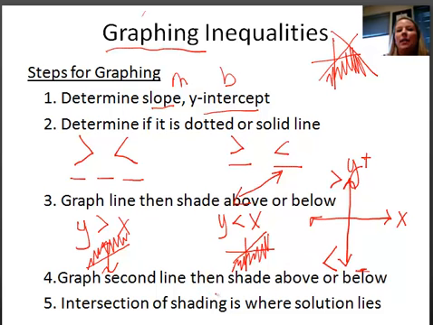Alright, then you graph the second line, you make the same decision, shade above, below, and then where the intersection of shading is, that is the solution set of the inequality. So you don't have just one intersection point, you have an entire graphing area. Alright, so let's do an example of that.